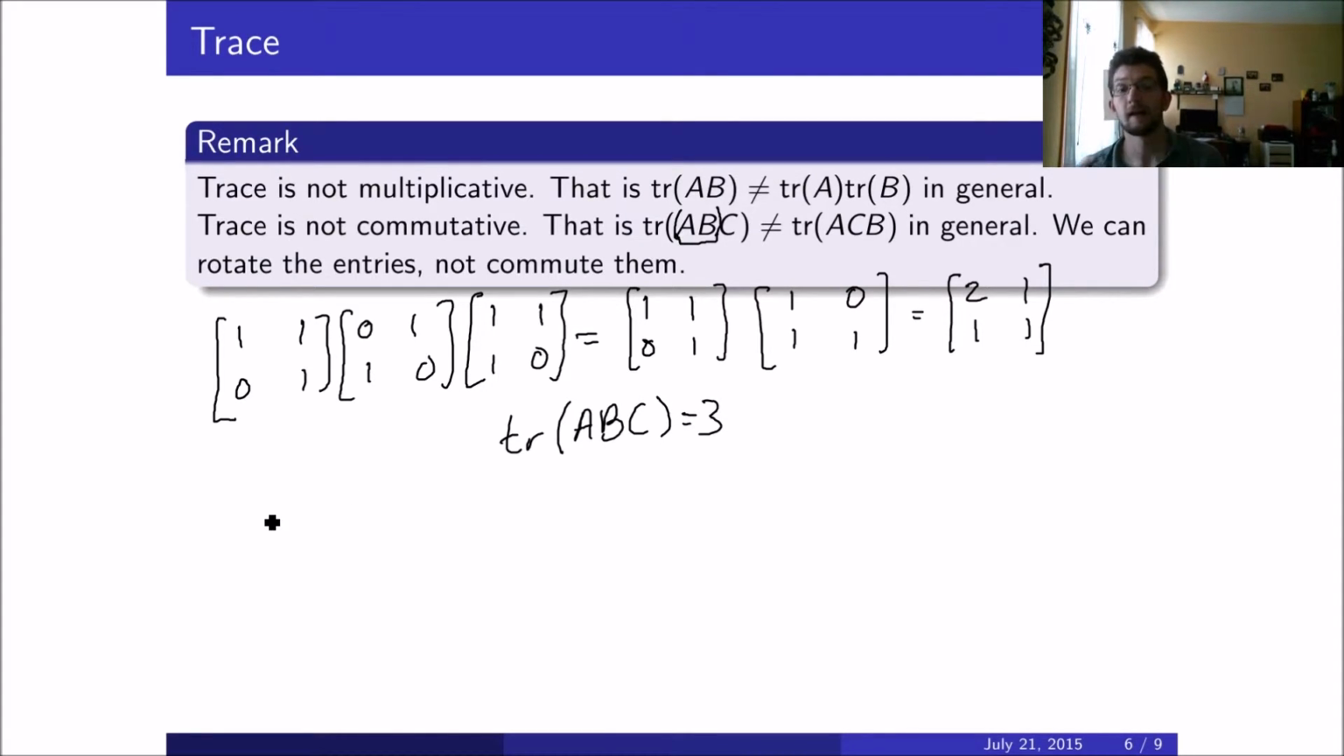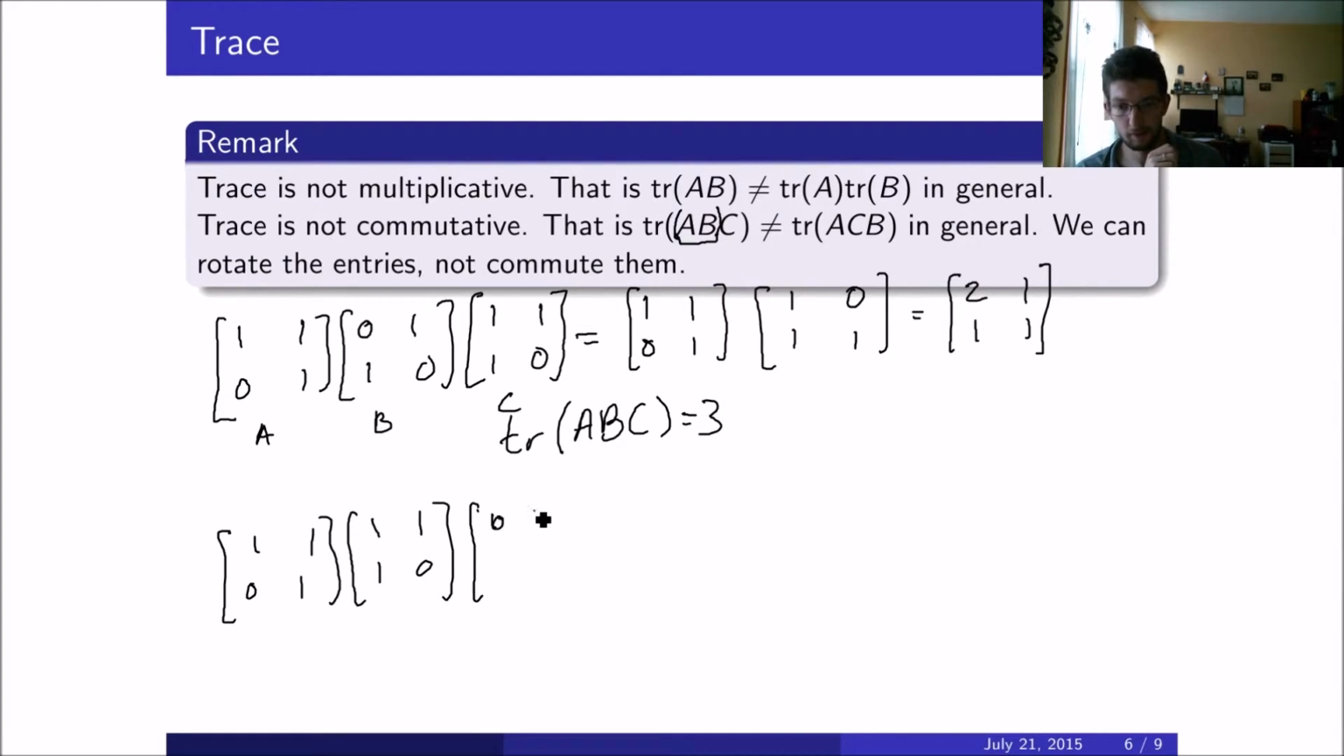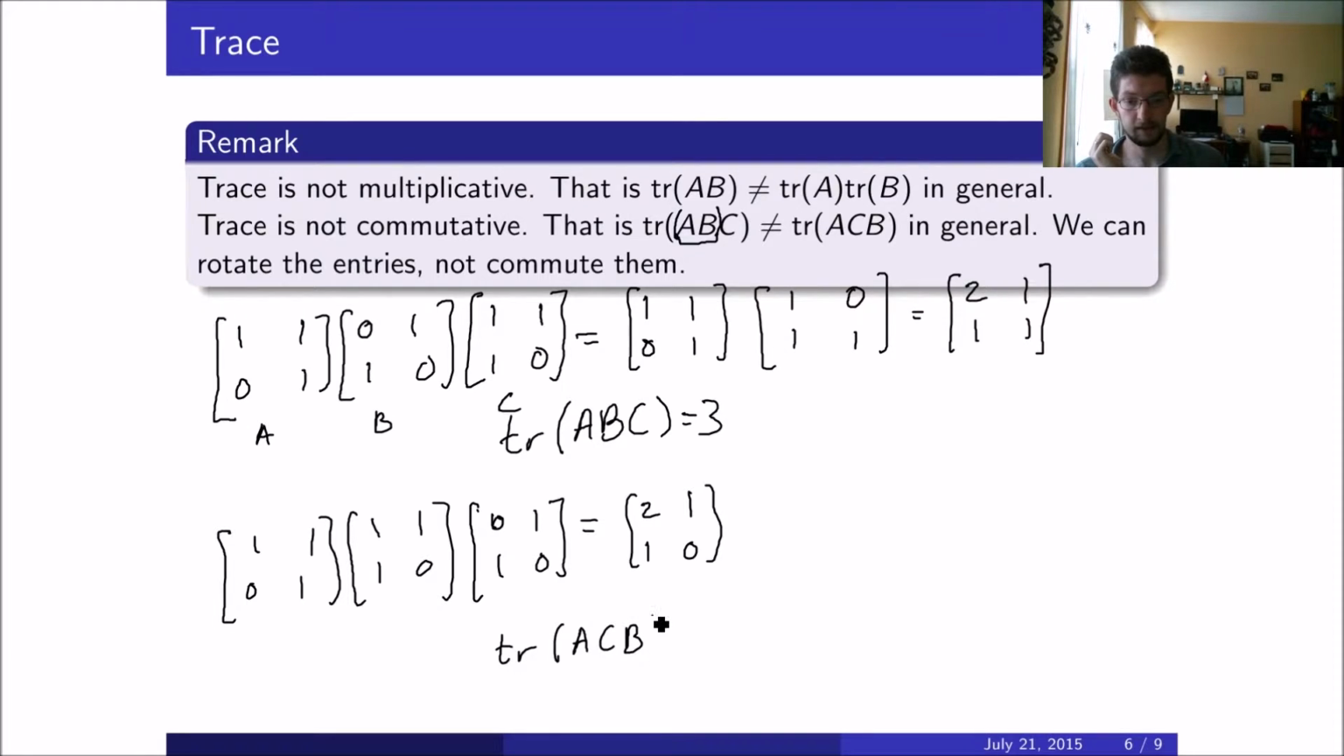Okay, so let's do it the other way. This is my A, this is my B, this is my C. Let's do ACB. 1, 1, 0, 1 by 1, 1, 1, 0 and 0, 1, 1, 0. If you go through this, you get that this is equal to 2, 1, 1, 0. So the trace of ACB is equal to 2. So they're not equal.